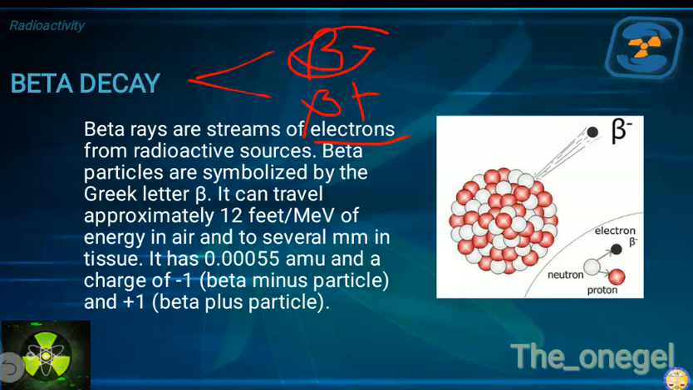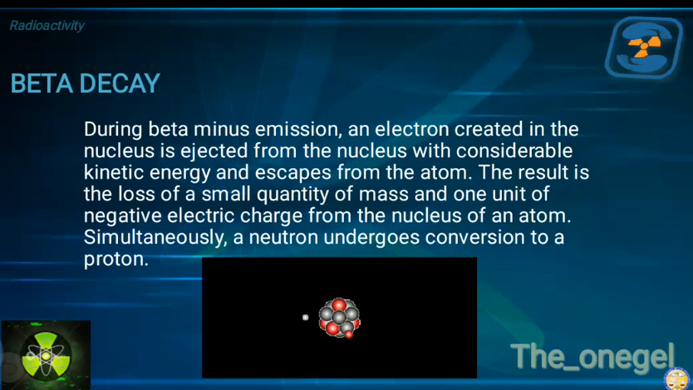Sige, let's get to know more about the beta decay. Pinakilala natin that during beta decay, magbibigay siya ng isang particle. Sabi nga natin, emission of particles. And yung tinutukoy na particle dito sa beta decay is of course the beta particle, either beta minus or beta plus particle. So, during beta minus emission, an electron created in the nucleus is ejected from the nucleus with considerable kinetic energy and escapes from the atom.